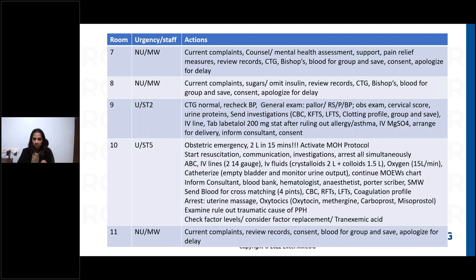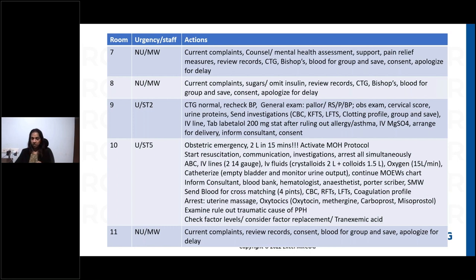So: airway, breathing, circulation, IV fluid, IV crystalloids, 2 IV lines, catheterize, empty the bladder. Inform the consultant, blood bank, hematologist, anesthetist, porter, scribe, and send blood investigations. Coagulation profile is important in this case. She has von Willebrand disease, particularly in this case. Even otherwise, it is important.